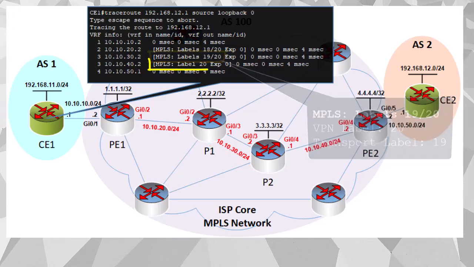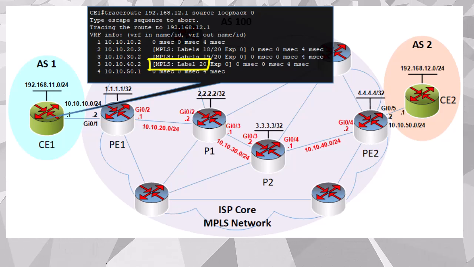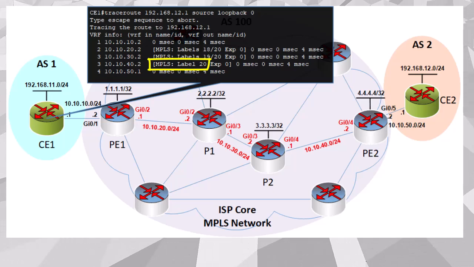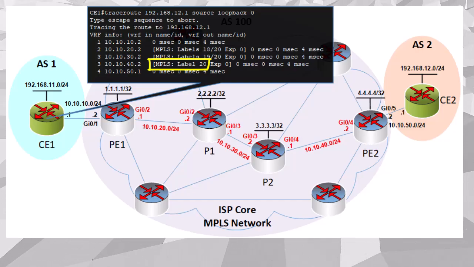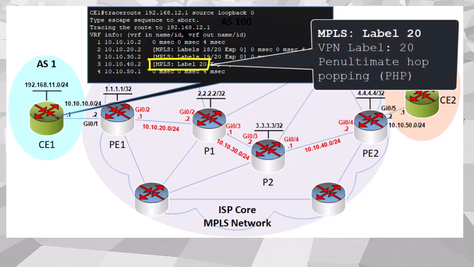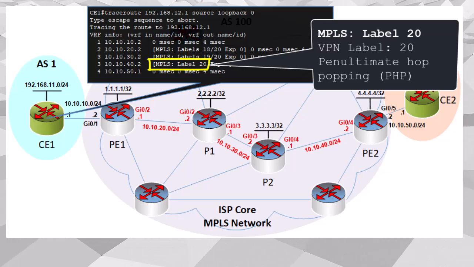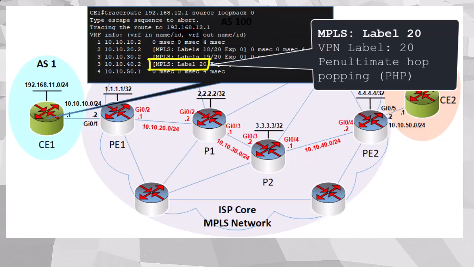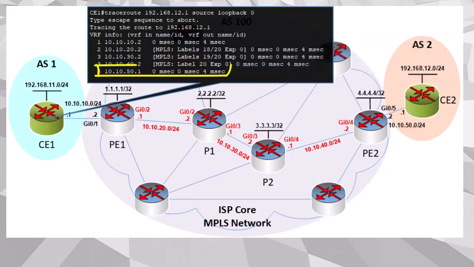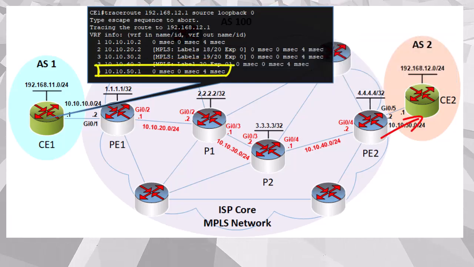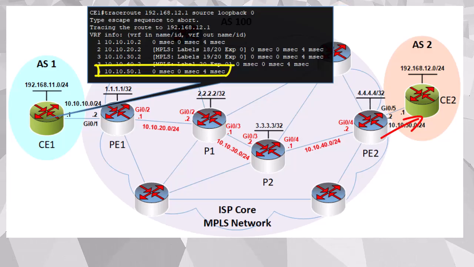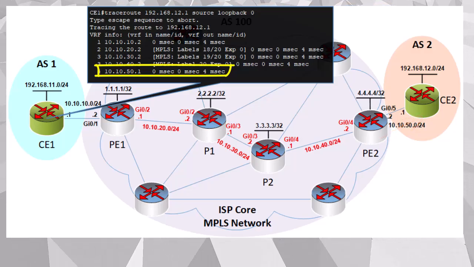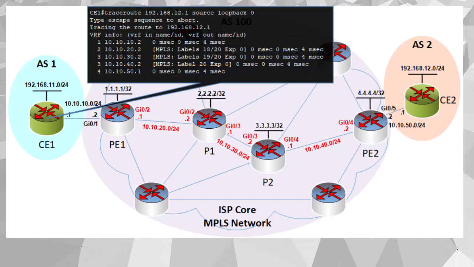Next, the packet reaches P2. It looks up the label in the LFIB and sees the next hop is the PE2 router. Now, because P2 is the last P router in the path, it will perform penultimate hop popping on the transport label. So when the packet reaches PE2, it will reach it with only the VPN label intact. Once the PE2 router receives that packet, it will pop the VPN label and forward it to CE2, reaching its intended destination. Now, traceroute here gives us a hint of what's going on with the labels as the packet traverses the network.